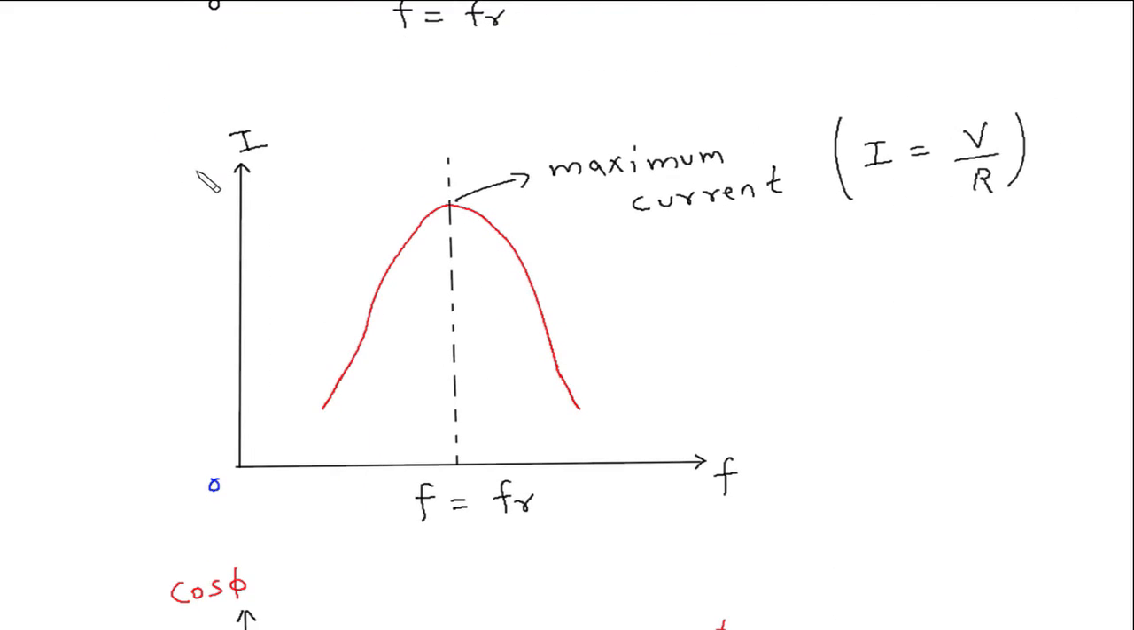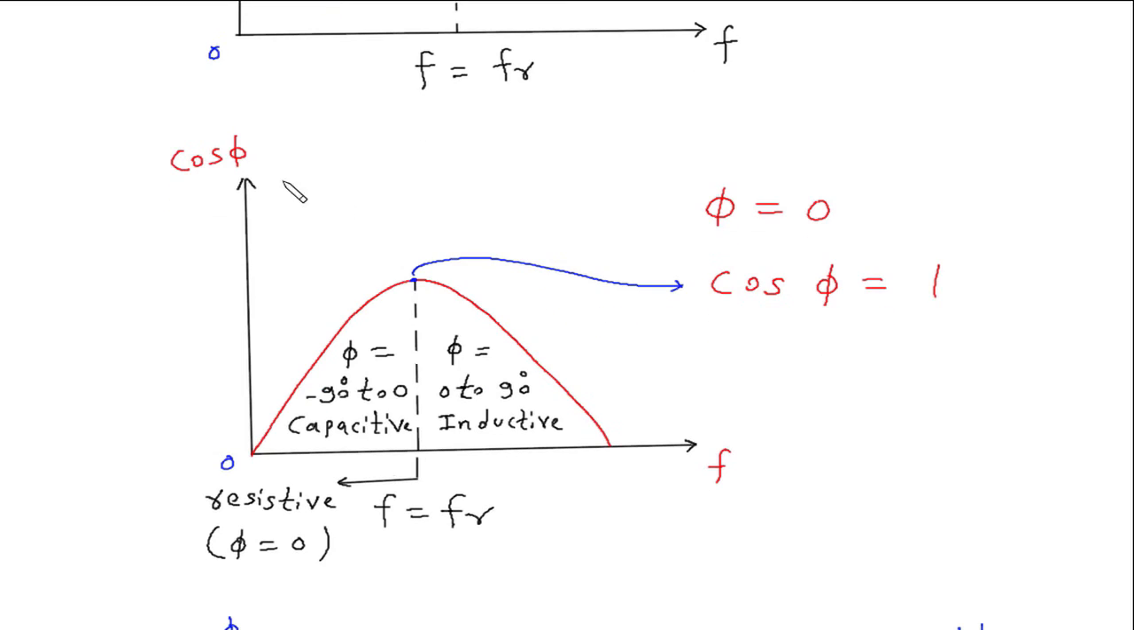Now this is the relation between current and frequency. So at this point the current will be maximum. At resonant frequency the current will be maximum and I is equal to V by R. This is the relation between power factor cos phi and frequency. So at resonant frequency f is equal to fr, at this point the power factor will be unity because phi is equal to 0.